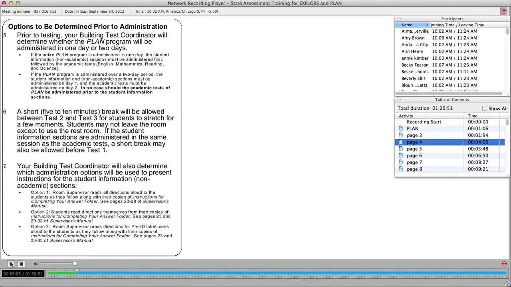Your building test coordinator will also need to determine how the presentations will be done in the room. Most of your students are going to have labels, but there are 3 options for presenting instructions, and those are listed for you in bullet number 7. They're also listed in the Plan book on pages 23 through 28 of the supervisor's manual. And these are the instructions that the room supervisor will actually read to the students as she or he is presenting the test. So the building test coordinator should determine this before the day of testing.